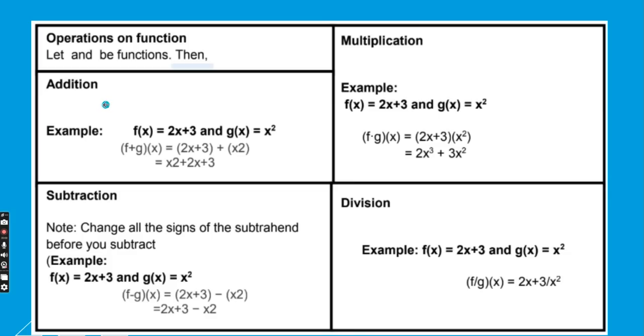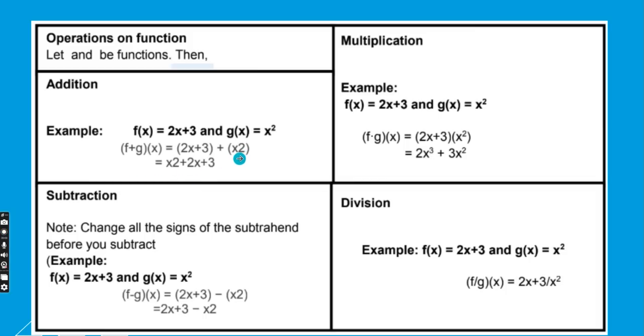Addition. So, we have two functions. The f of x is equal to 2x plus 3 and the g of x is equal to x squared. We note f plus g of x, okay, is, if we're going to add them, we just add the two functions. So, 2x plus 3 plus x squared. This is an exponent, hindi siya number. Hindi siya constant, okay? So, i-rearrange lang natin sila.